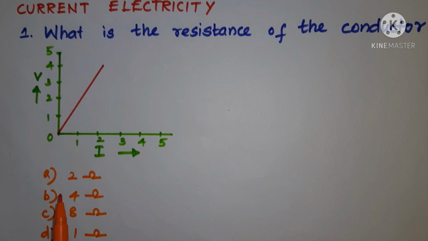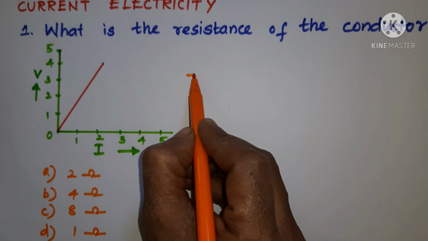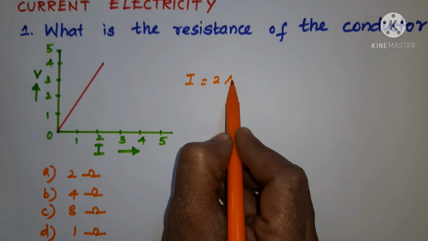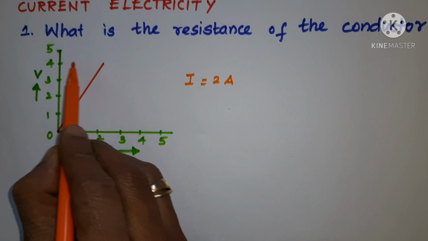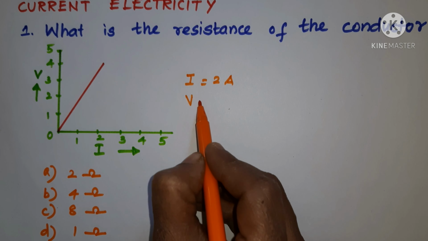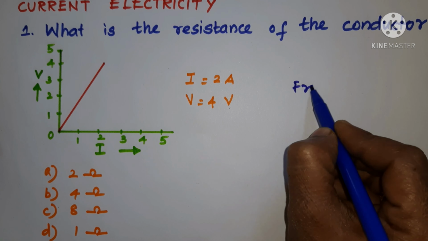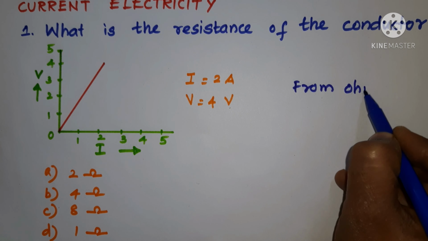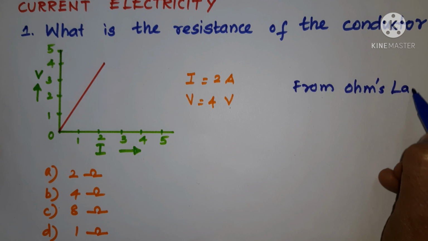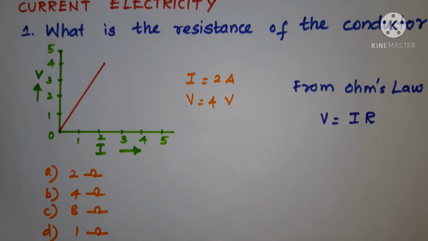Solution. From the diagram we see the current value is 2 amperes. So let me write here I is equal to 2 ampere. The voltage corresponding to this is 4 volts. So V is equal to 4 volts. From Ohm's law, we have that V is equal to IR.